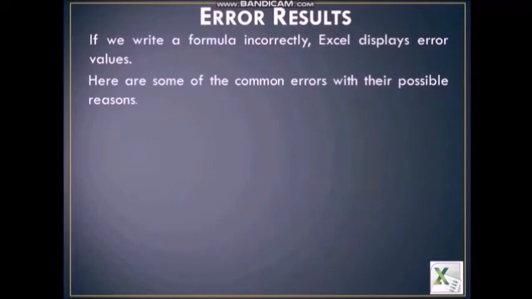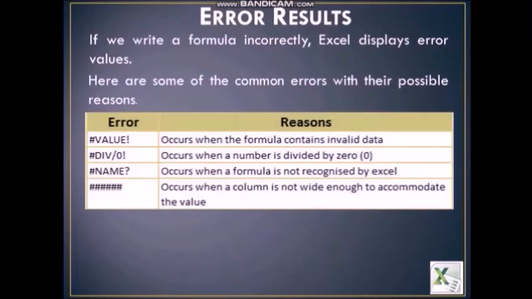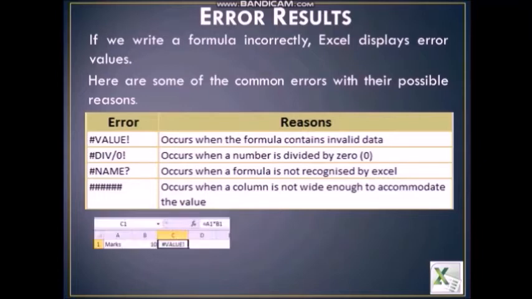The first one is #VALUE!. The reason: it occurs when the formula contains invalid data. Now see the example at the bottom. Here the content of cell A1 is Marks, which is a text value, B1 is 10, which is a numeric value, and in cell C1 I have given the formula =A1*B1, to multiply. You cannot multiply a string value with a numeric value, so that contains invalid data. That's why the error is #VALUE!.